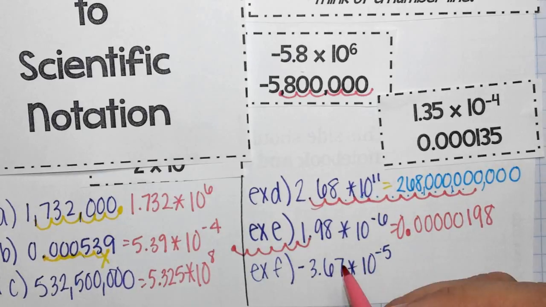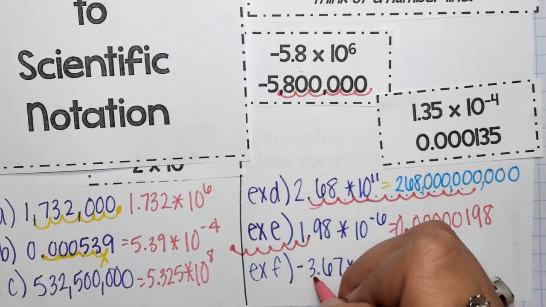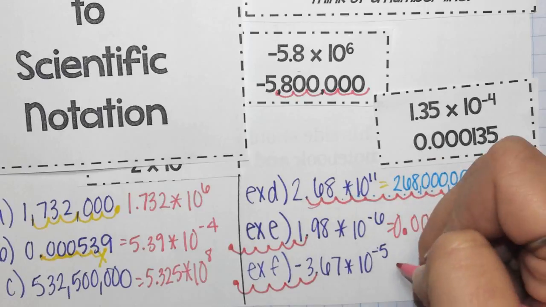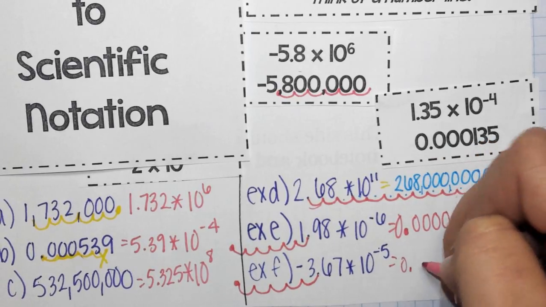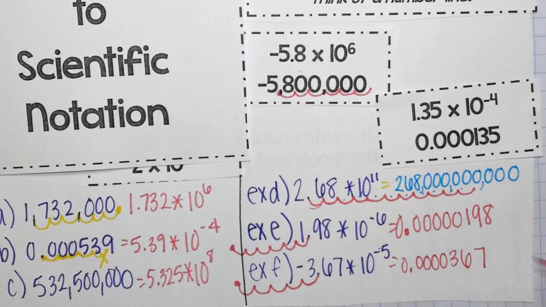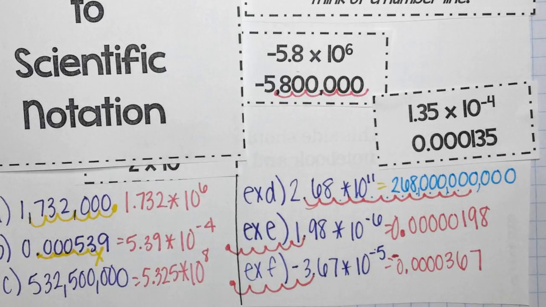Alright, how many places did you move your decimal? Did you move it to the left or to the right? Okay, so 1, 2, 3, 4, 5. How many zeros? So 0.0, 0, 0, 0, 3, 6, 7. Now, is my number supposed to be positive or negative? Negative. Don't drop your negative.